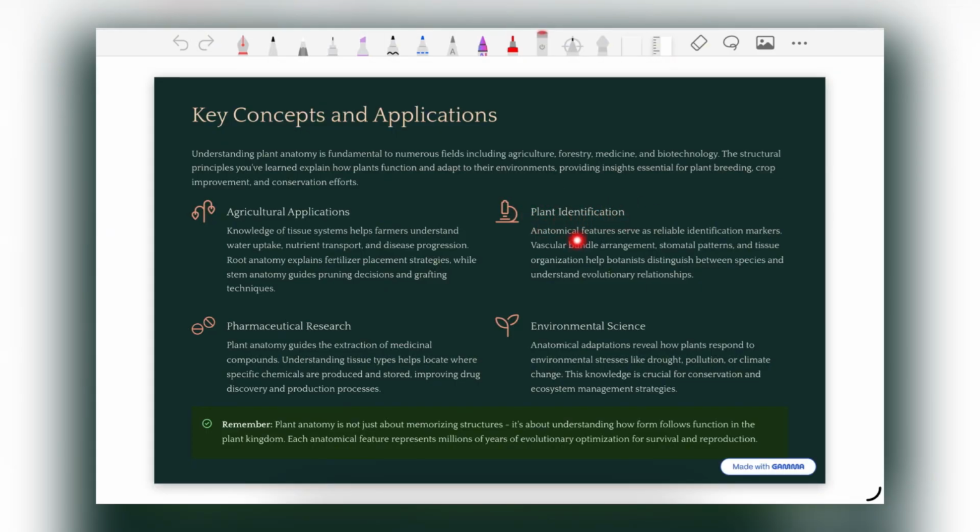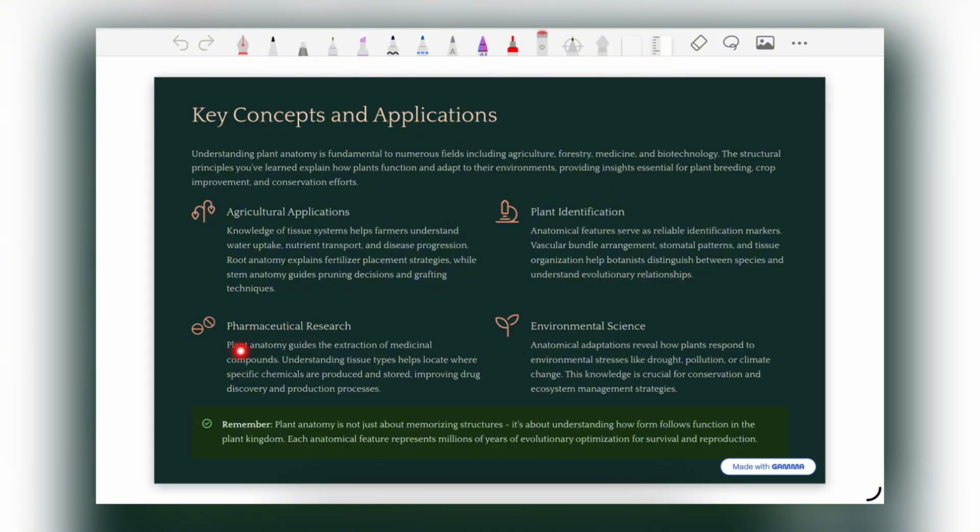Plant identification. Anatomical features serve as reliable identification markers. Vascular bundle arrangement, like endarch, exarch: is it root, stem or leaf, is it conjoint, is it radial, is it closed, is it open, is it monocot, is it dicot. Stomatal patterns and tissue organization, like in guard cells, the bean shaped cells are dicots and the dumbbell like cells are monocots. Tissue organization helps botanists distinguish between species and understand evolutionary relationships.